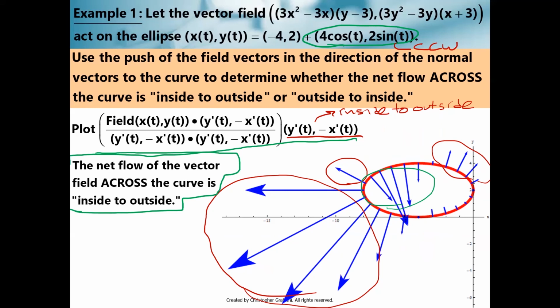Or you maybe start with it as, the net flow of the vector field across the curve is inside to outside, and then, because it's a try-it problem, you would say the word "because," and you'd explain why you think that's happening. So just use that as a basis for the next step of your solution, which is, this is happening because whatever. All right, so moving on.